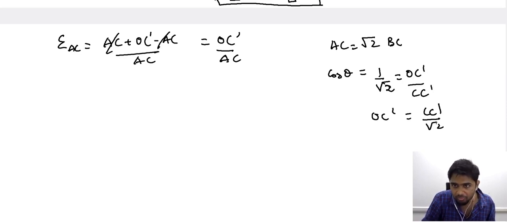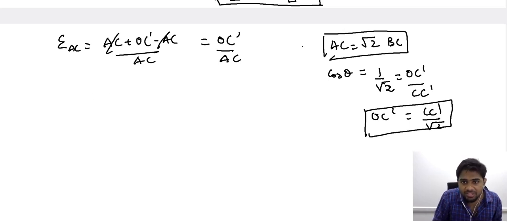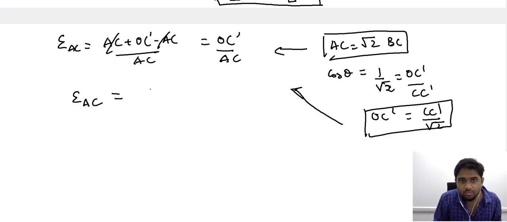Now we have an expression for AC, and we have an expression for OC prime. When we substitute these two in this expression here, the strain along AC would be CC prime by 2BC.